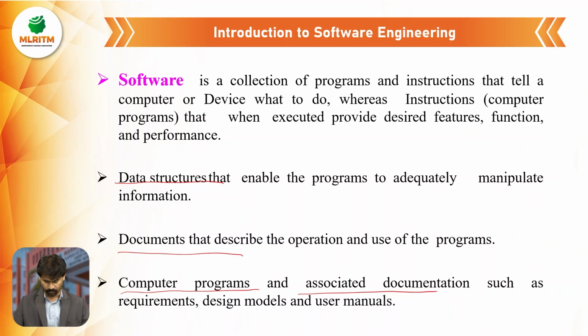So now, what is software? Software is a collection of programs and instructions that tells a computer or a device what to do, whereas instructions or computer programs, when executed, provide desired features, functions, and performance.